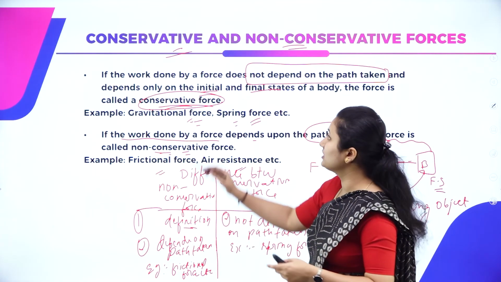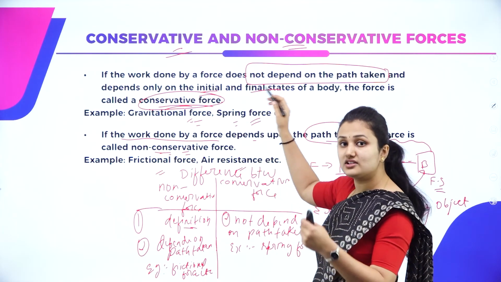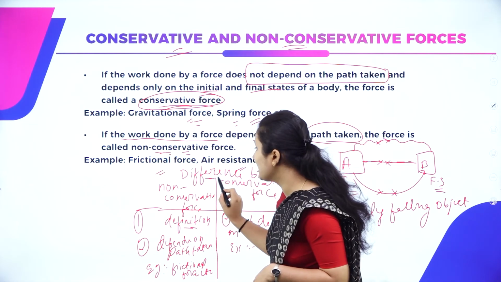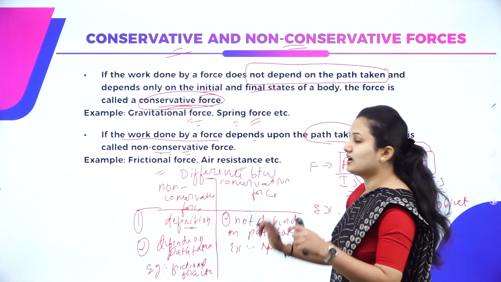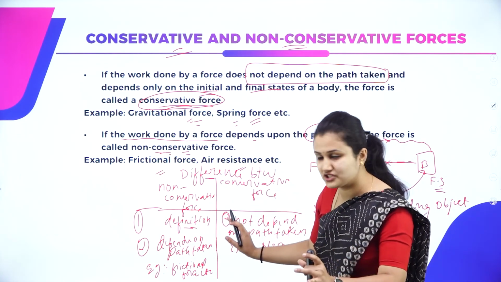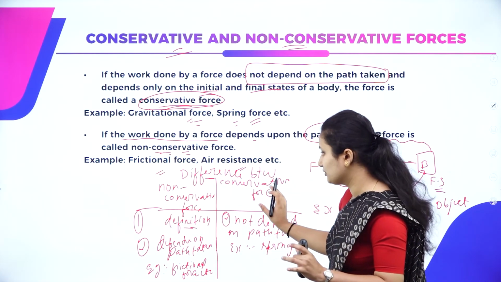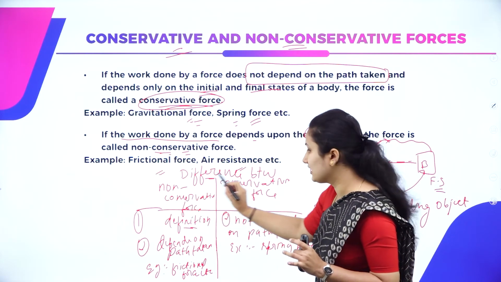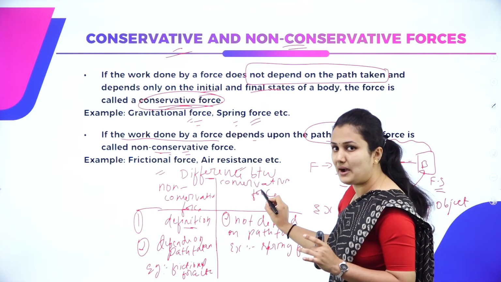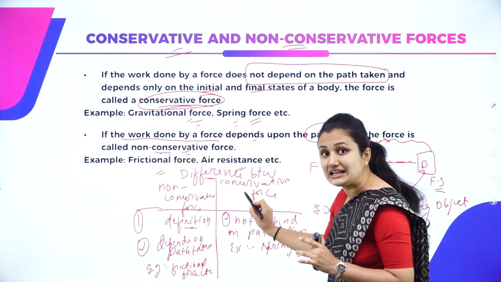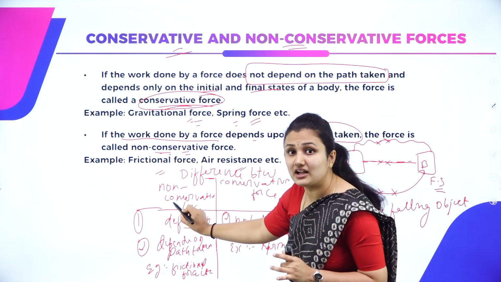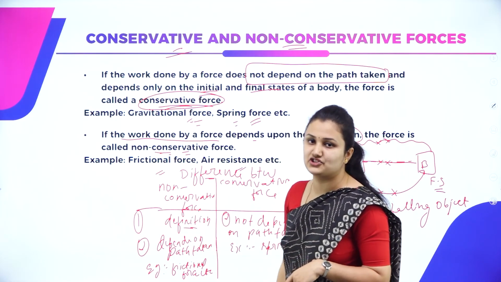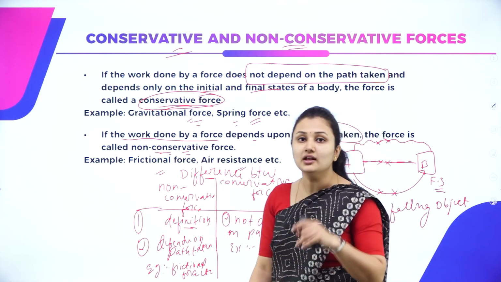So you'll get the question: what is conservative force and what is non-conservative force? Give examples and differentiate between non-conservative and conservative force. First, you can write the definitions of non-conservative and conservative force with respective examples. Here it depends on the path taken; here it is independent of the path taken. The work done is recoverable here and not recoverable there. It is central in nature and retarding in nature. These are a few differences that you can mention.